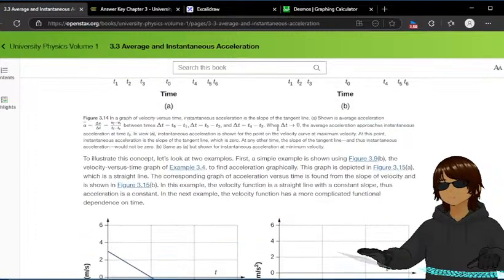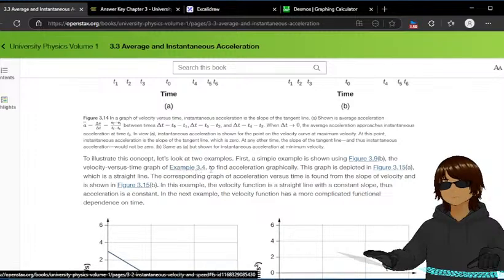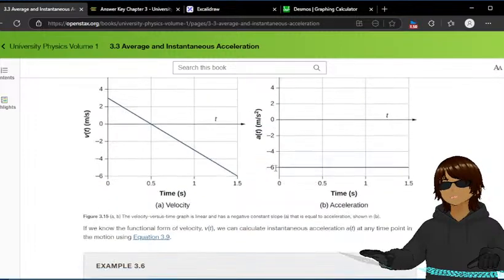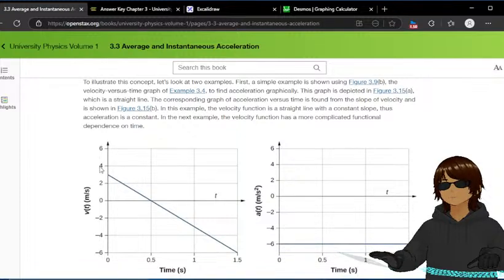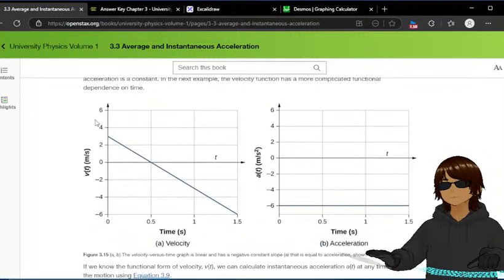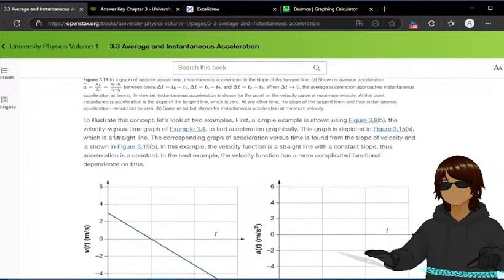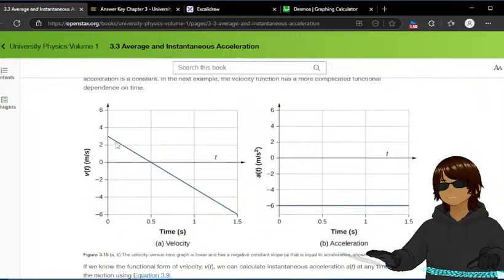What do they mean, figure 3.9b? The velocity versus time graph of example 3.4. Find acceleration graphically. This graph depicted in 3.15a is a straight line. In this example, the velocity function is a straight line with a constant slope. So velocity is continuously decreasing, right? So there's a constant negative acceleration.